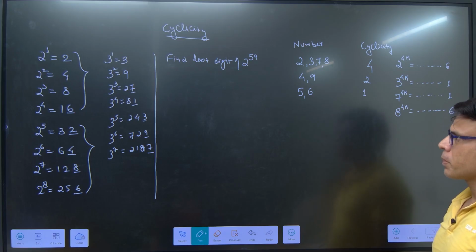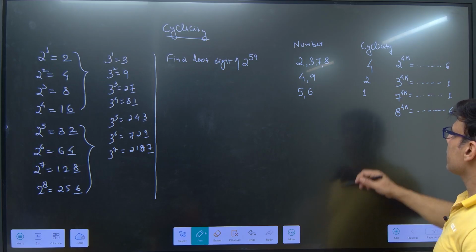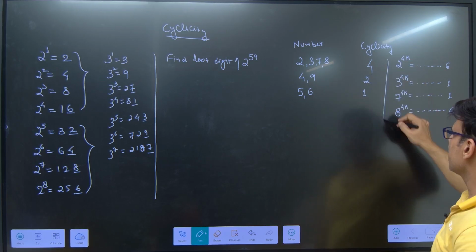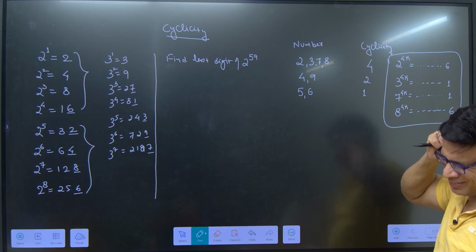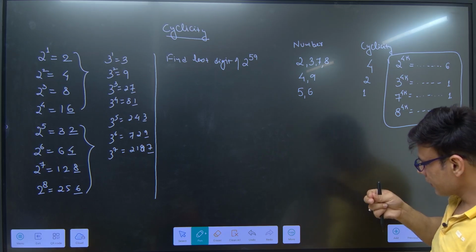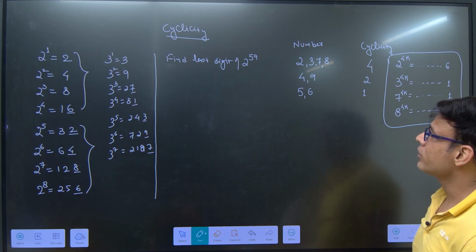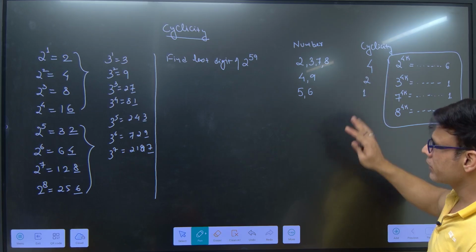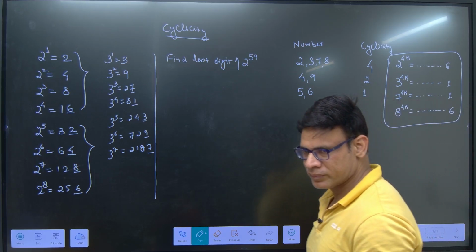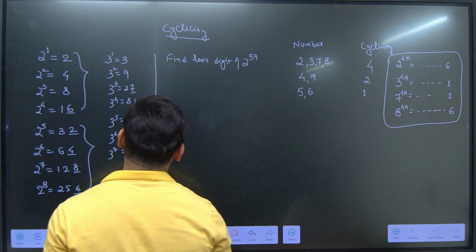मतलब अगर यहाँ से पता लगा सकते हो तो भी ठीक है लेकिन याद रख लोगे तो भी अच्छा रहेगा, तो योर चॉइस. Okay, I have to find out the last digit of 2 raised to the power 59. First you should know the cyclicity of 2. What is that? 4, right?